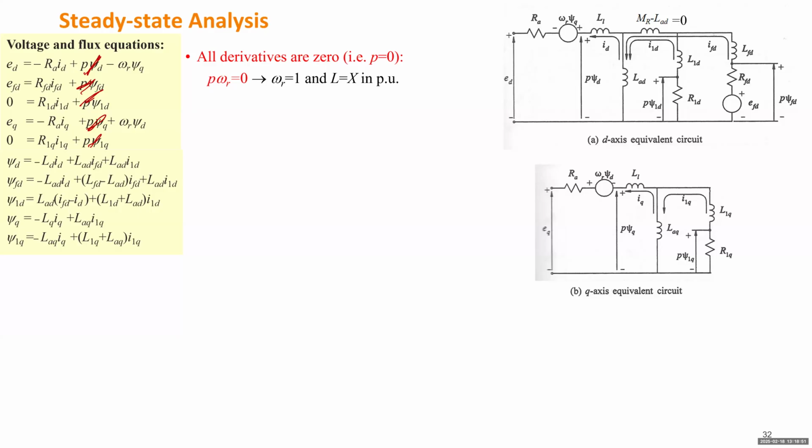And also we know the speed doesn't change. It will be a constant 60 Hertz. So P omega will be zero, which means omega r in per unit will be 1. So L will be equal to X, because X is equal to omega multiplied by L. So inductance is equal to the reactance in per unit values.